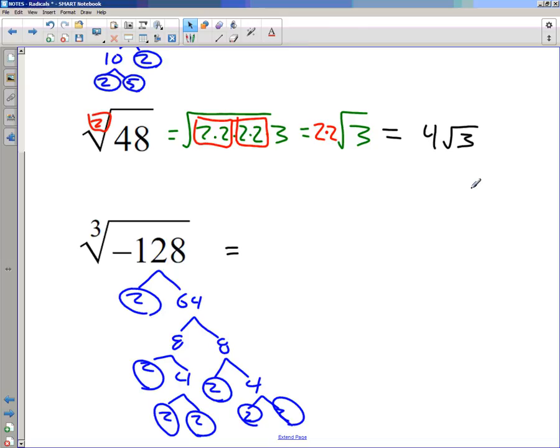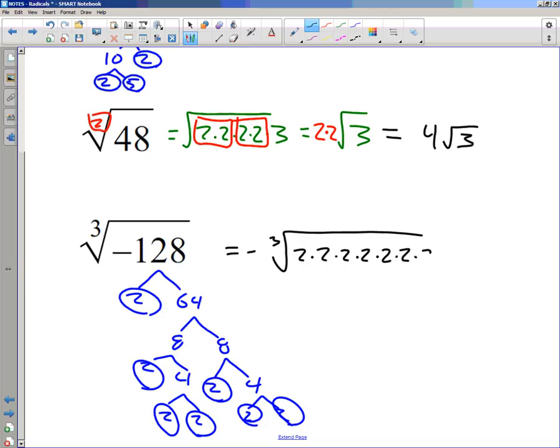Let's go ahead and write this out. 128 is 7 2s. Now I need to find groups of 3 inside of here because my index is 3. So there's 1 group, 2 groups, we got something left behind there. We're going to have this 2 left behind.